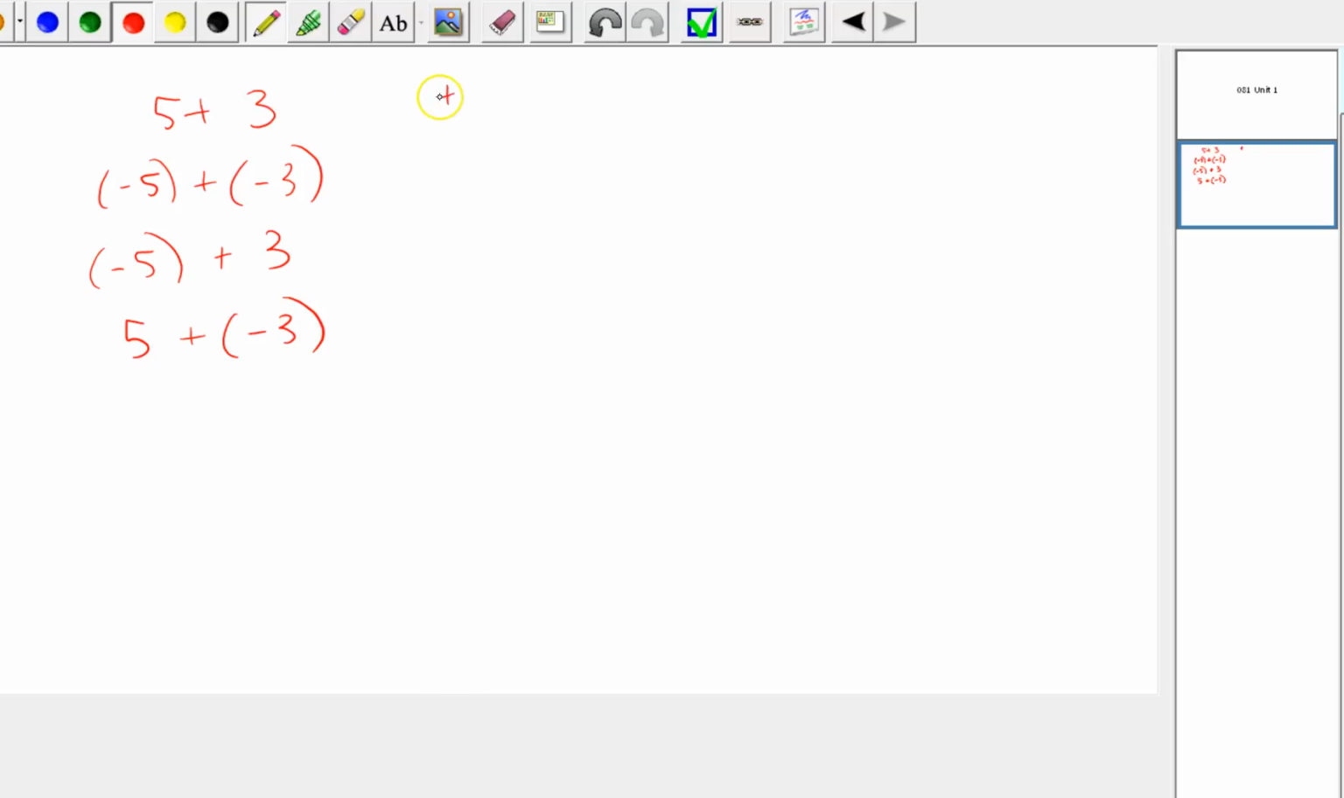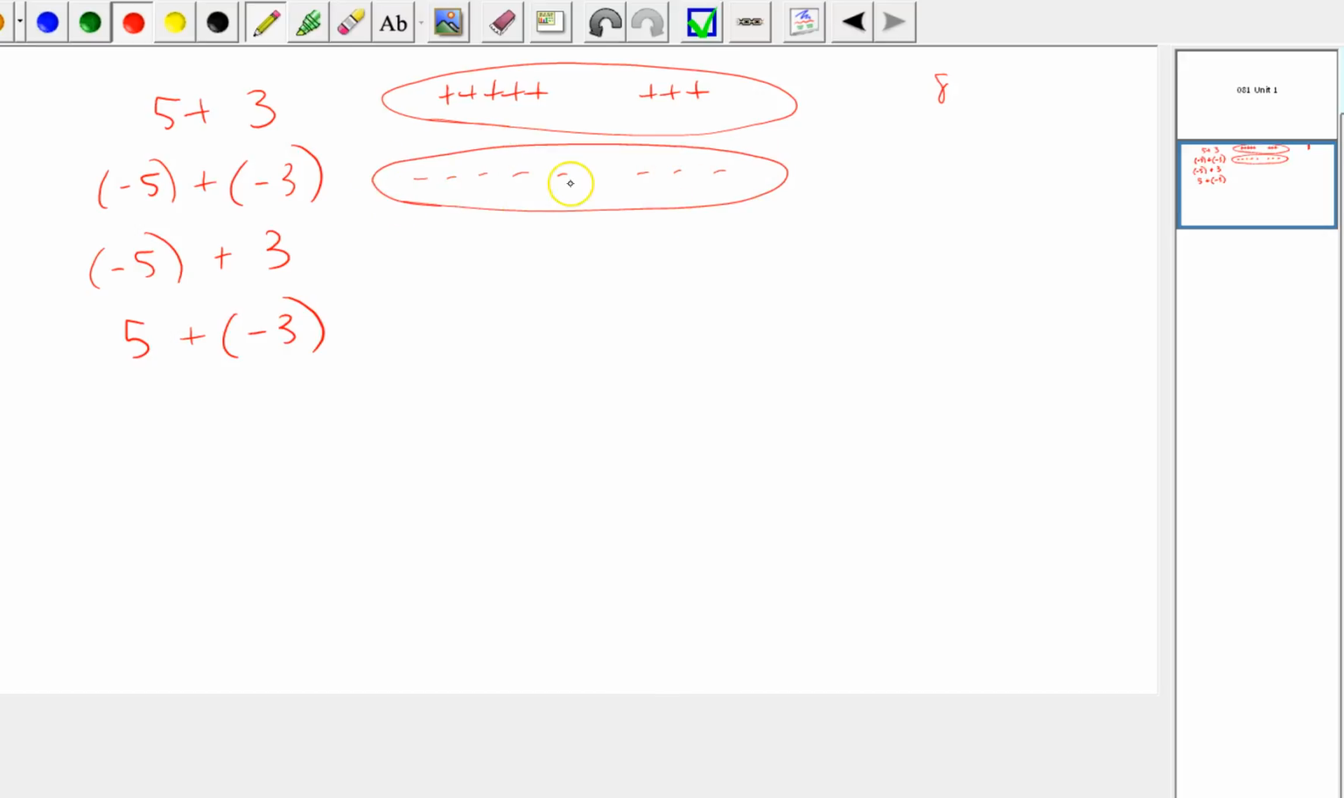If we had 5 and 3, 1, 2, 3, 4, 5, 1, 2, 3. Okay, and then we think of the operation of addition, or one way to think of it is the combining of 2 sets. So we had 2 sets, we bring them together as one set, and there are a total of 8 positive chips, or 8. Similarly, this is the same idea. We have 5 negative chips, 3 negative chips. All together, we have 8 negative chips.